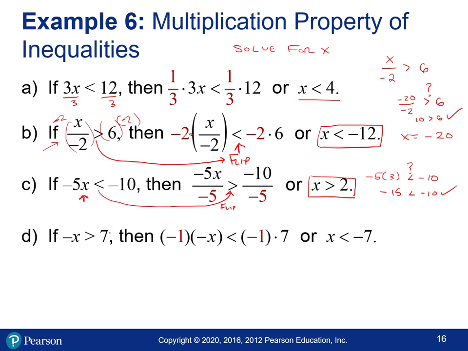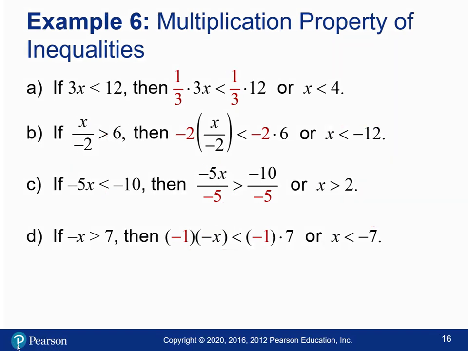How about this one? Negative x is greater than 7. There's an invisible negative 1 here. So you can either divide by a negative 1, or you can just multiply both sides by negative 1. And then remember to flip your symbol because you multiplied by something negative. And so the final answer here would be just x on the left and then less than negative 7 on the right.